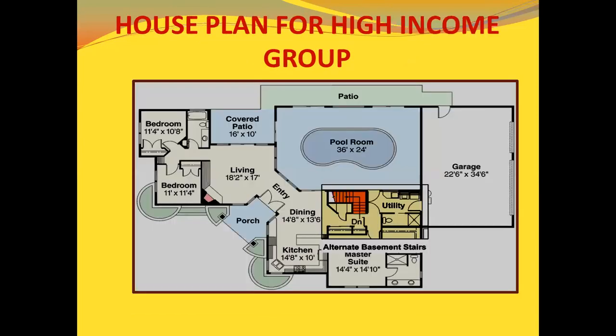And coming to the next one, the house plan for a high income group. In this, the high income group shows a partial area; depending upon the income, they can plan how they live, how much they want, how many rooms they need, etc. This is a basic plan for a high income group, which has a porch area, an entry area, a patio area, 2-bedroom to 3-bedroom. They can have the utility area, garage, kitchen, dining, alternate basement for master suite, etc. And also the swimming pool plan, which is also given here.